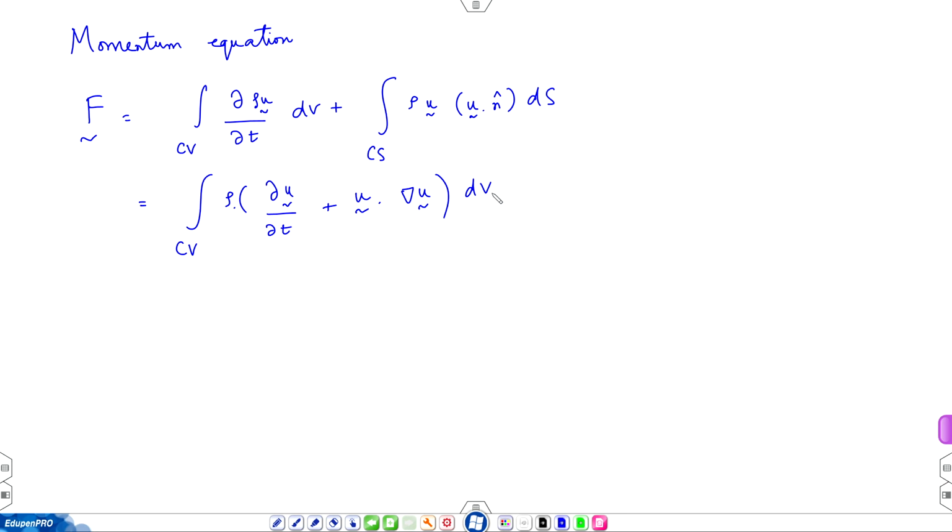So what is F? It's the sum of all external forces acting on the fluid medium contained in the control volume CV. What is rho dV? It's an elemental mass. And when you integrate over the control volume, it is the mass of the fluid. So what will be the rest of it? Acceleration. So in the momentum equation, let's write it as vector A, the acceleration vector.